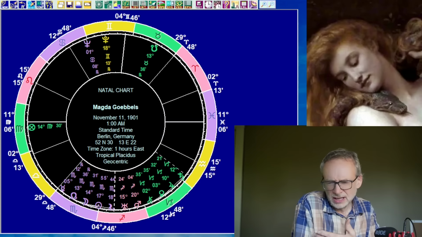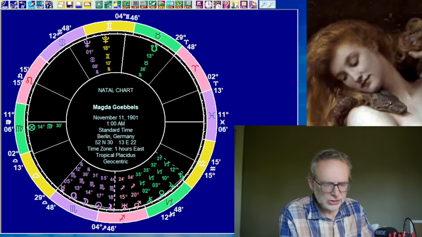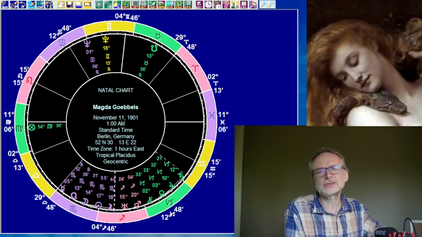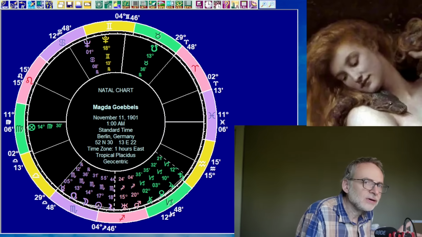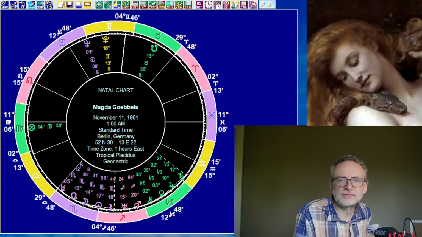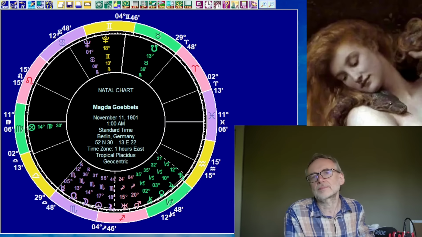I think she had a fifth one who was older from a previous marriage, but I think she had four children or something like that. She had loads of children with Joseph, and she had the option to take her family out of Berlin, but she didn't want to do that. I suppose maybe that's a Scorpio thing. She just wanted to go down with the whole thing.